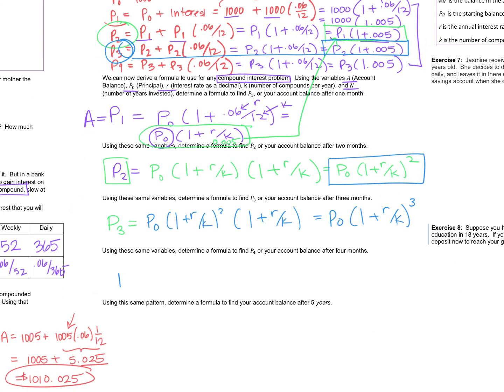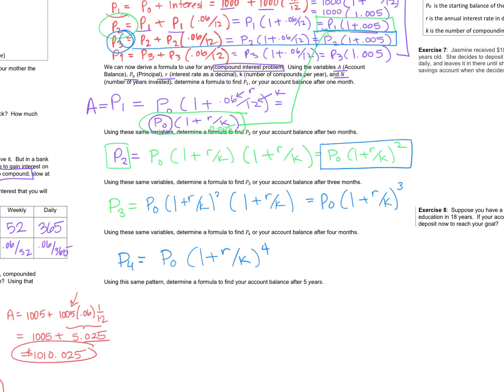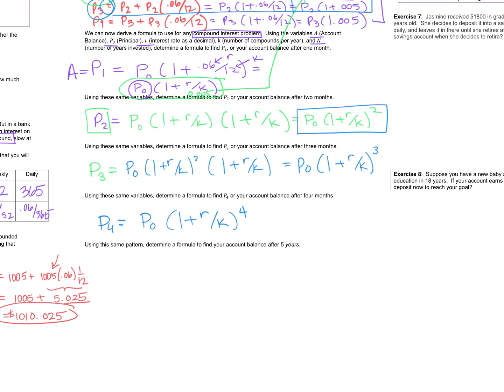And so if we continue that on, P4 would be P naught, and then we would get 4 of those. And so using that same pattern, like 5 years, well, that's 60 months that we're really talking about, right? Because 5 times 12 equals 60. So P60 is going to be P naught times 1 plus R over K to the 60.